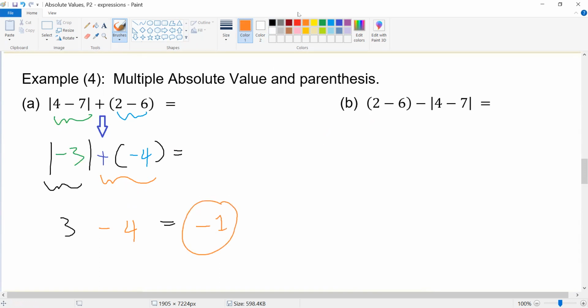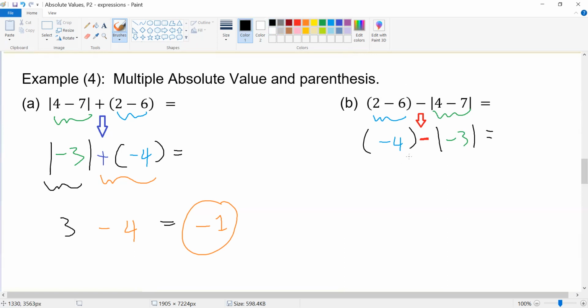Now moving on to part B. So in part B, we're first starting off dealing with the parentheses. So inside this parentheses is 2 minus 6, which is going to give us -4. We're going to bring down the subtraction symbol because we're not going to do any subtraction yet. Order of operations doesn't tell us we can do that yet. We then take care of the absolute value part. Well, what do we mean by taking care of the absolute values? Well, first we need to clean up what's inside. Inside here, we have 4 minus 7, which gives us -3 inside the absolute values.